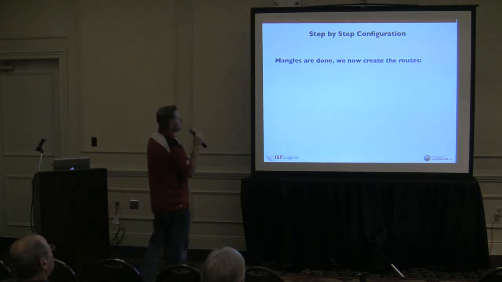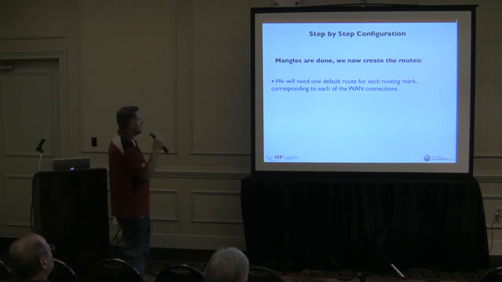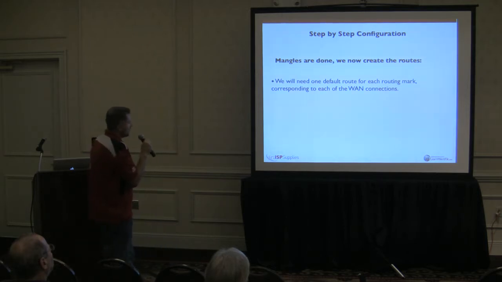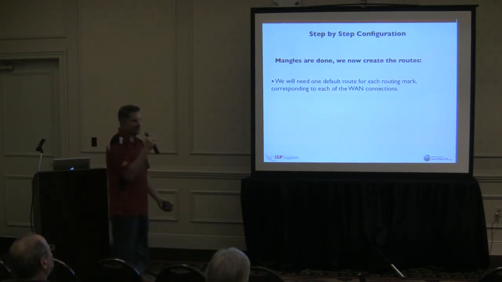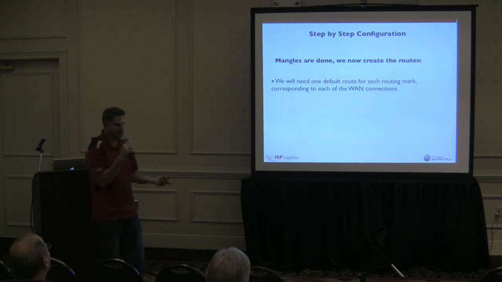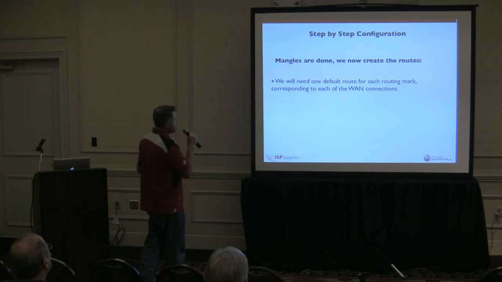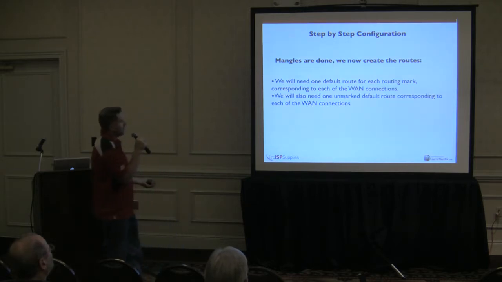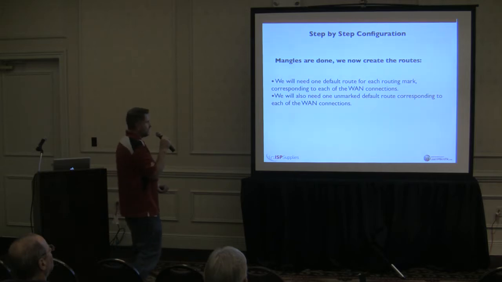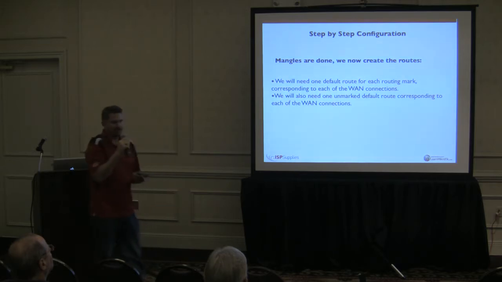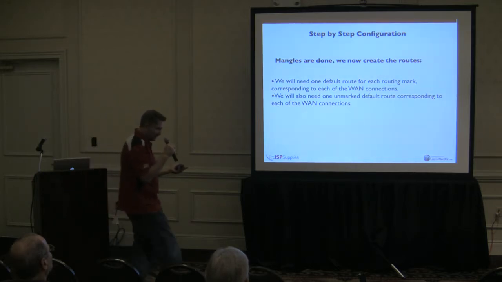So the mangles are done, now we create the routes. We'll need one default route for each routing mark corresponding to each of the WAN connections. So a default route for WAN 1, default route for WAN 2, and one for WAN 3. We'll also need one unmarked default route corresponding to each of the WAN connections. So we're going to end up with 6 default routes, 3 that are marked, WAN 1, WAN 2, WAN 3, and 3 default routes that are unmarked.